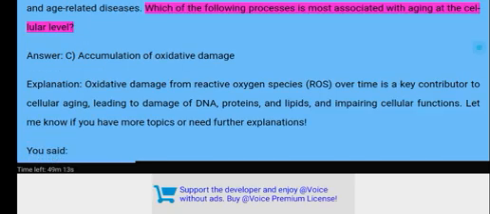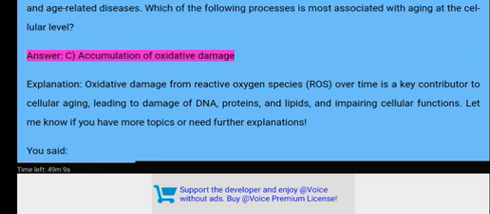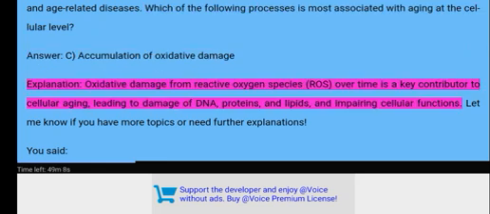Which of the following processes is most associated with aging at the cellular level? Answer: C. Accumulation of oxidative damage. Explanation. Oxidative damage from reactive oxygen species, ROS, over time is a key contributor to cellular aging, leading to damage of DNA, proteins, and lipids, and impairing cellular functions.